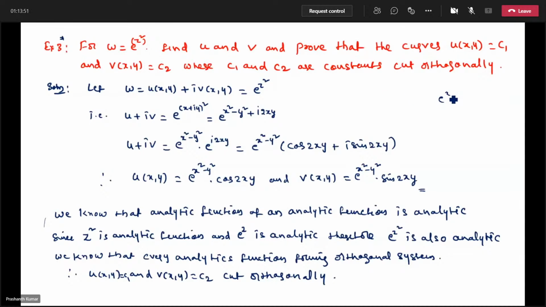If the function is analytic, this x is analytic, automatically e to the power of x is analytic. That is the answer. In that way, e to the power of z is analytic.